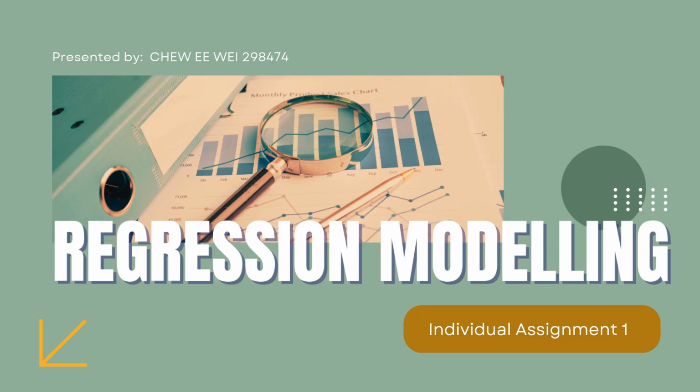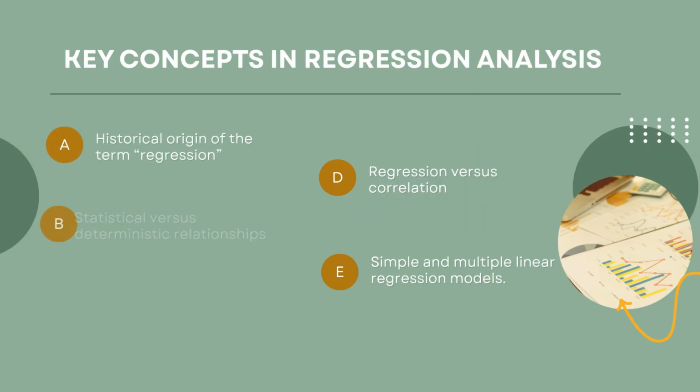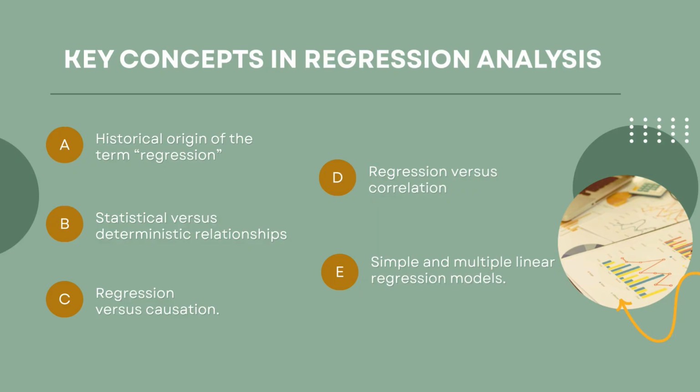Today I will be discussing some key concepts in regression analysis. We will cover the historical origin, the difference between statistical and deterministic relationships, and clarify the important distinctions like regression versus causation, regression versus correlation, and simple versus multiple regression models.